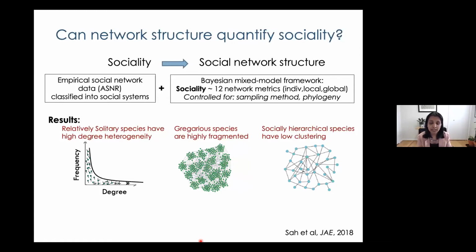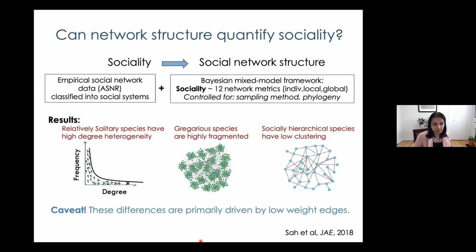On the other hand, gregarious species tend to be more fragmented, and this is something I'll come back to in a minute. And then the socially hierarchical species tend to have a lot smaller clustering, so they have much fewer triangles in their networks. What was particularly surprising and the big caveat to these results is that these differences were actually primarily driven by low weight edges. So if you took away the edges, the contacts that individuals had that were of low duration or frequency, then the differences between these social systems actually went away.